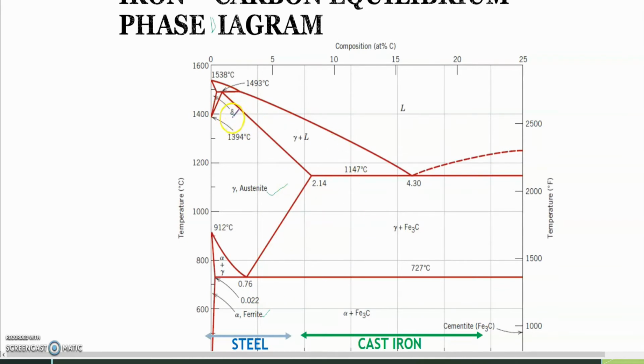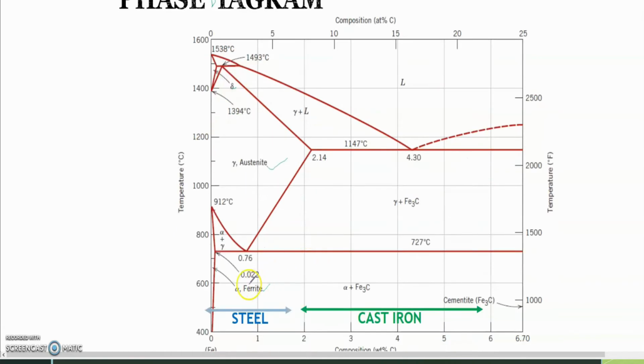Delta lah. Okay. Atas sekali delta. So ferrite in alpha. Okay, ferrite dalam alpha. Alpha ni kita tahu lah, kita panggil ferrite. Okay. Alpha form has a BCC crystal structure. So kat sini dia dalam body centered cubic crystal structure.